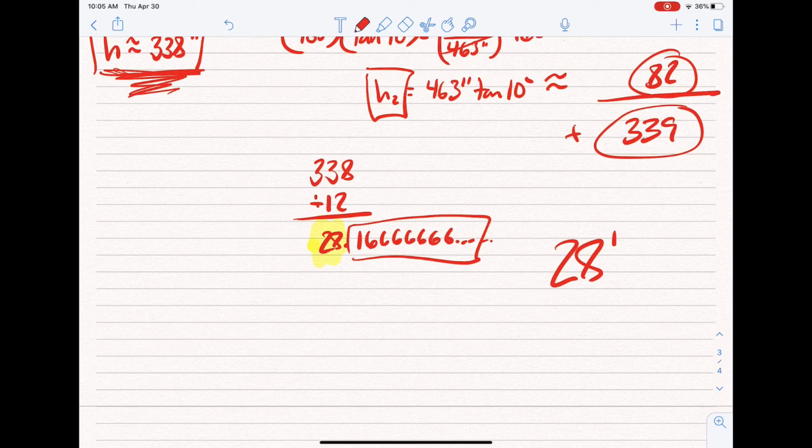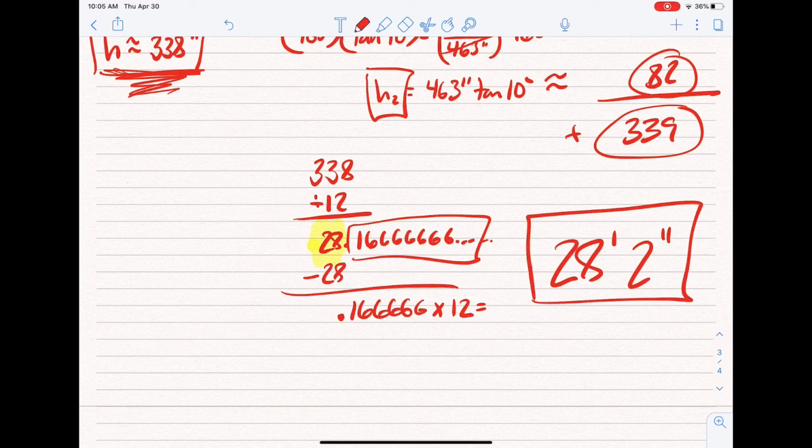So in my calculator, I subtract off the 28 so that I only have the 0.16666 forever. And when I multiply that times 12, it will give me the number of inches that are actually left over. So I say on my calculator minus 28, so I've got that 0.16666 times 12. And when I get times 12, I get 2. It's exactly 2 inches left over. There you go. So how tall is that tower? Well, that tower is 28 feet and 2 inches. And this is what I'm looking for.